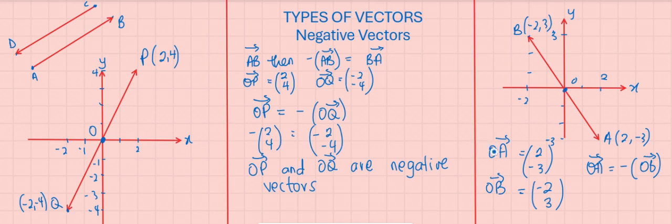Next, we are going to look at finding negative of vectors in magnitude bearing form.